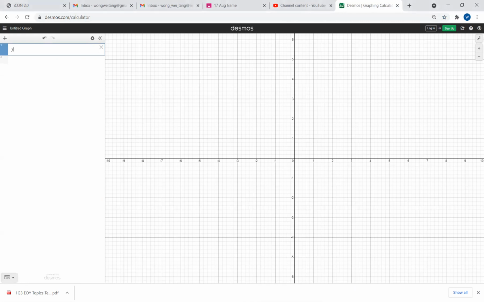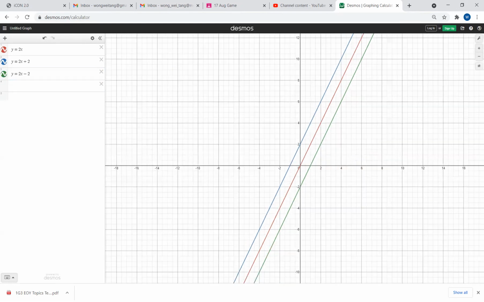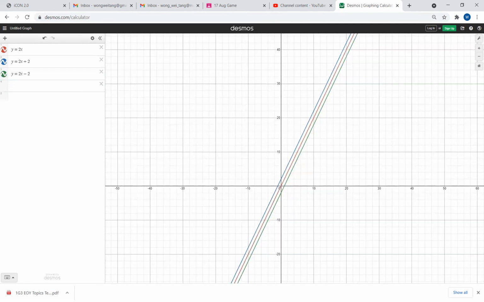Them down, y equals 2x. That's the first graph we have. Y equals 2x plus 2, second graph, blue color. The graph y equals 2x minus 2. As expected, parallel. They don't meet each other. No matter how I zoom in, zoom out, they will not meet each other.